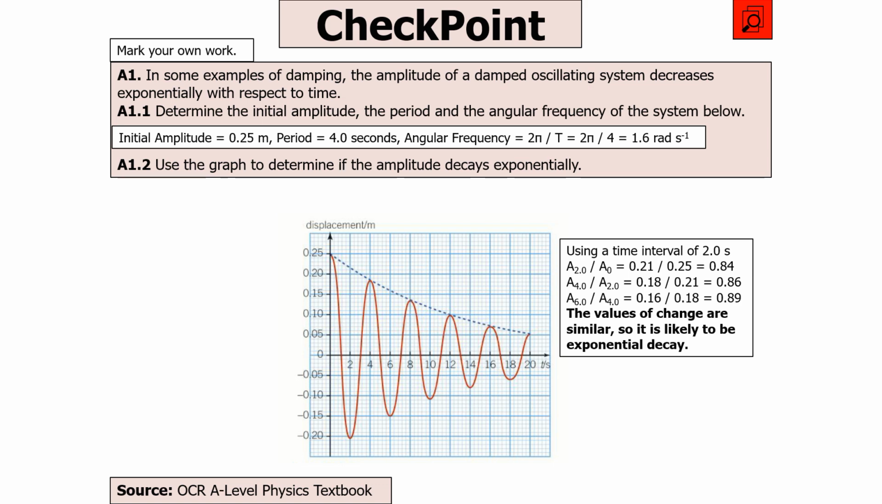So at 0, the displacement is 0.25. At 2, it's 0.21. So you do 0.21 over 0.25, which is 0.84. Then do the same from 2 to 4. You get 0.86. Then do the same from 4 to 6. That's 0.89. The values are therefore similar, so the rate of change is constant, which indicates exponential decay.